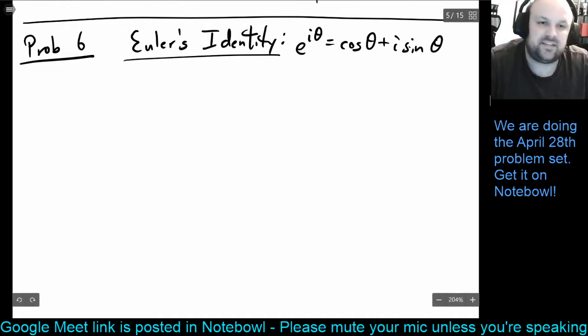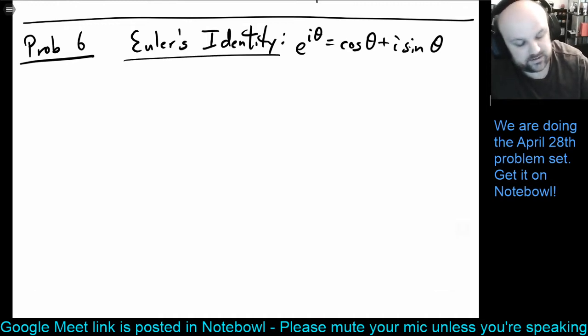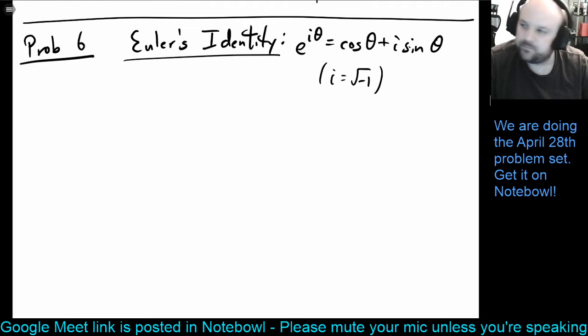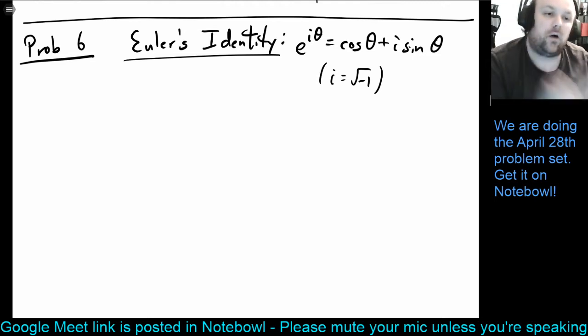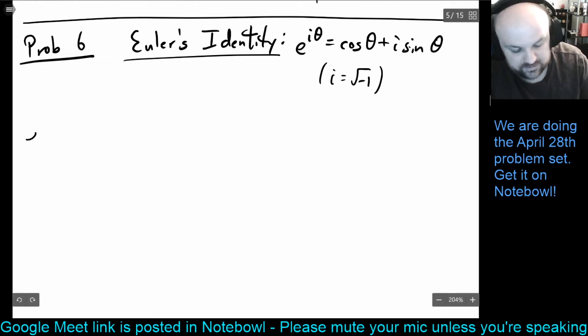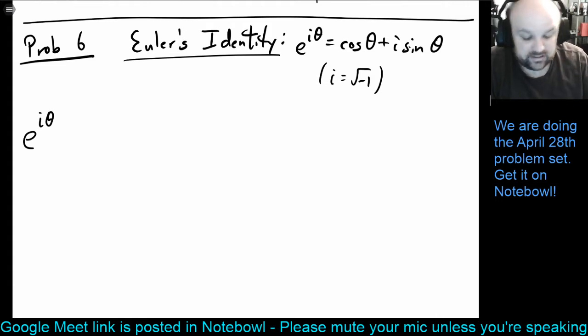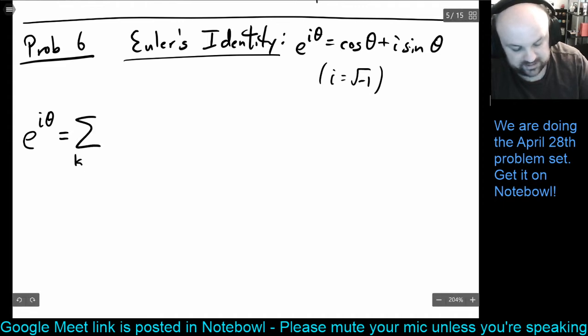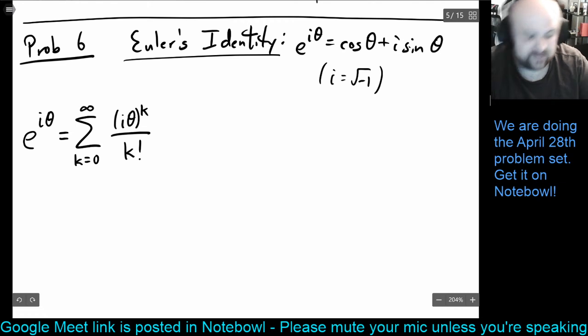Let's prove that this is a true statement. Remember that i is the square root of negative 1. This is the imaginary number i. So how do we do this? We need to know all three of those Maclaurin series to do it. First things first, let's write e to the i theta. Using the Maclaurin series, this is going to be the sum from 0 to infinity of (i theta) to the k over k factorial.